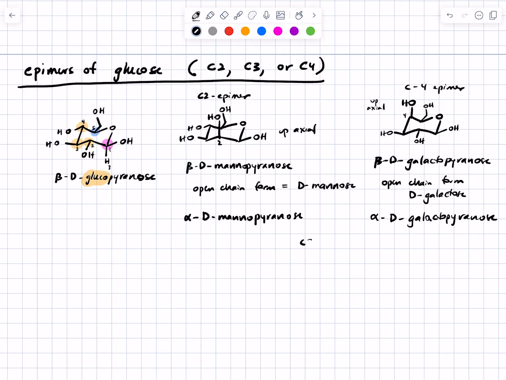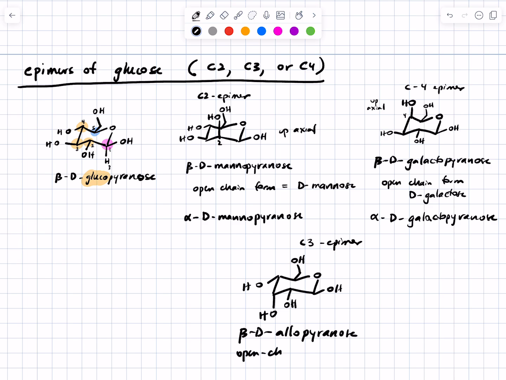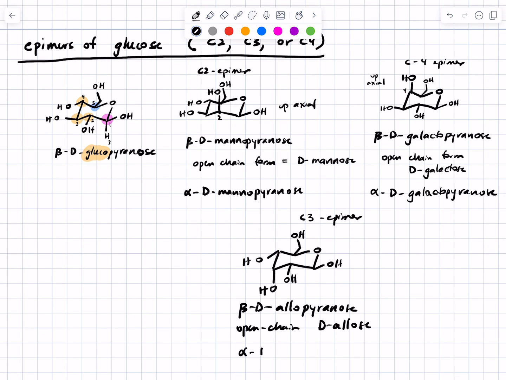Now, there is a C3 epimer of glucose. It does have a name. It is less biologically relevant, but just for completeness, we're going to draw it here. The C3 epimer of glucose is going to have the OH group down axial on carbon 3. And this one would be called beta D allopyranose. And in its open chain form, the correct name is D-allose. And then you should be able to also draw alpha D allopyranose.